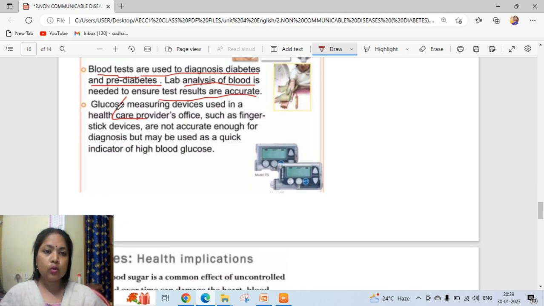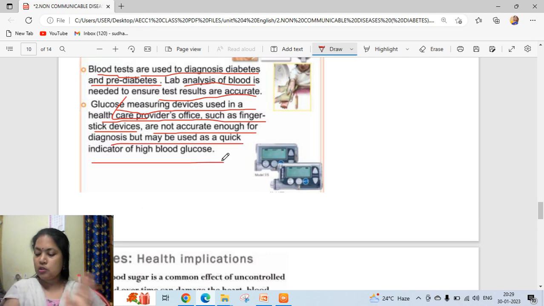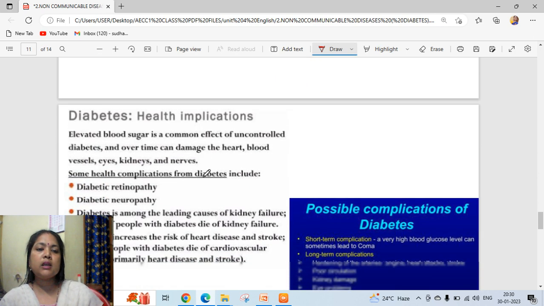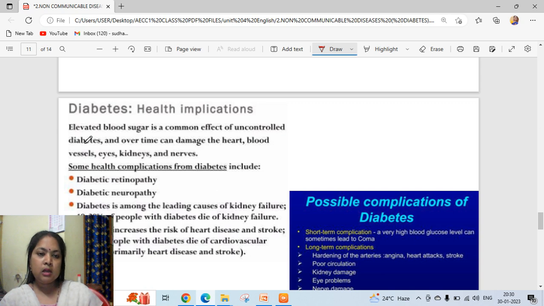Glucose measuring devices used in a healthcare provider's office, such as finger stick devices, are not accurate enough for diagnosis but may be used as a quick indicator of high blood glucose. Although these do not give accurate enough results, for getting a quick result we have to depend on these processes. Okay, so what are the health implications of diabetes?